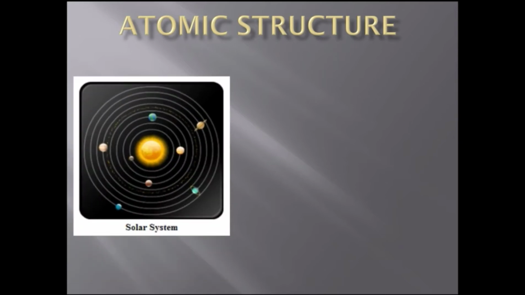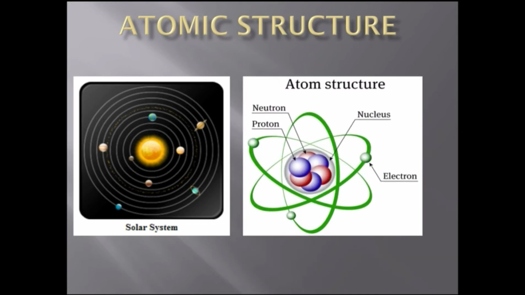The present day accepted structure of the atom is compared to the solar system. Like the planets revolve around the sun in a fixed orbit, similarly, in the present day accepted structure of the atom, the nucleus is in the center and electrons revolve around the nucleus in a fixed orbit. So, the present day structure of the atom is compared to the solar system.